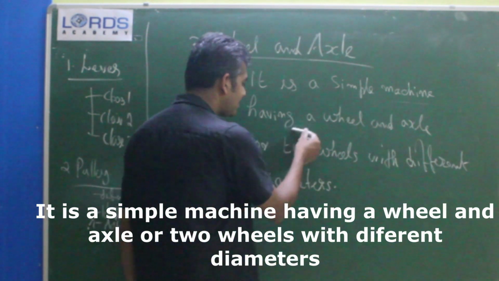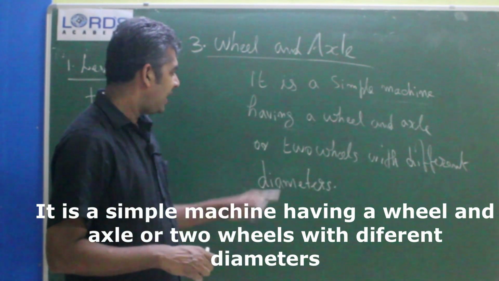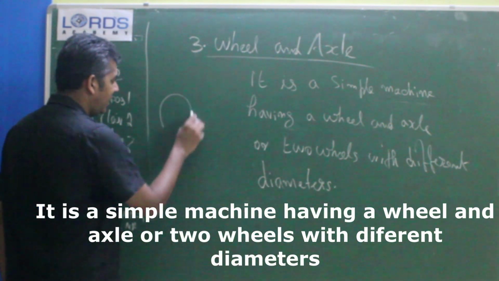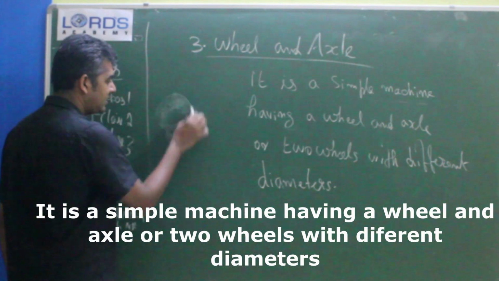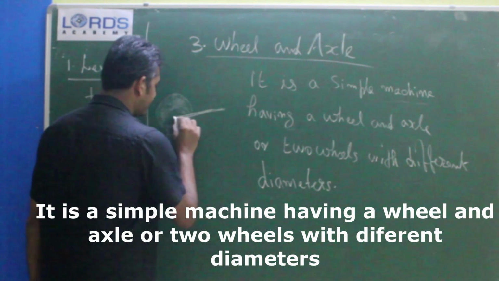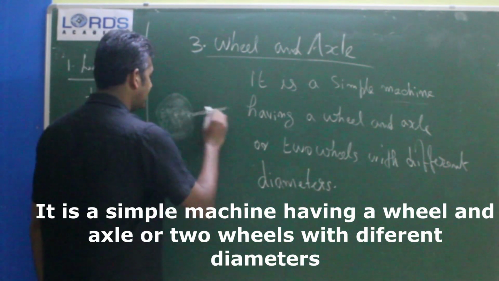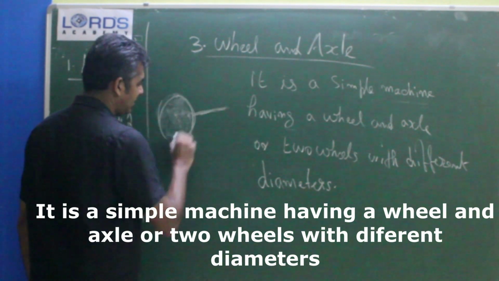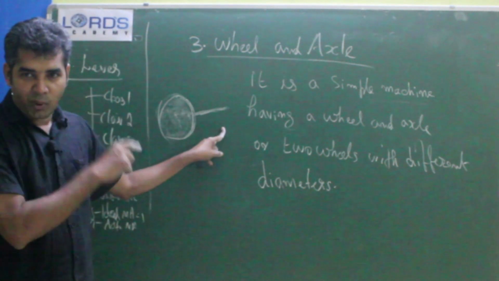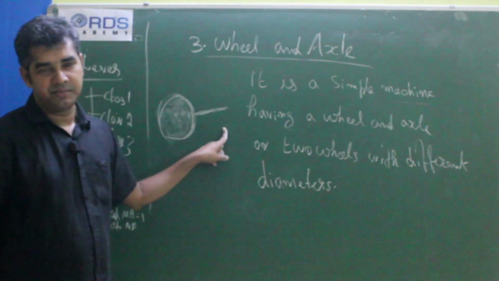Having means it consists of a wheel and axle. Wheel, you are very clear, a wheel, and an axle, that is a rod. A rod is attached to a wheel. Axle, this device, this structure is known as wheel and axle.